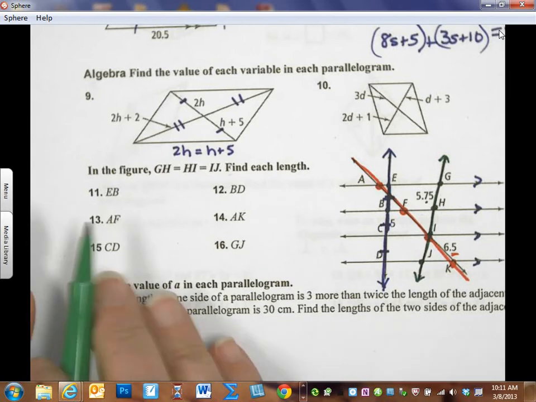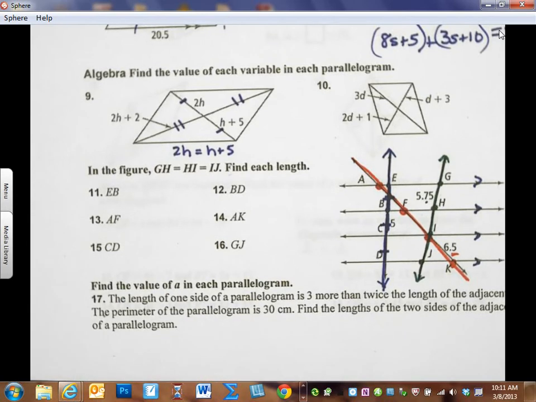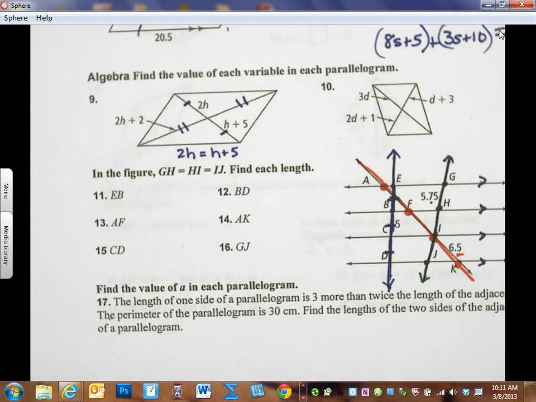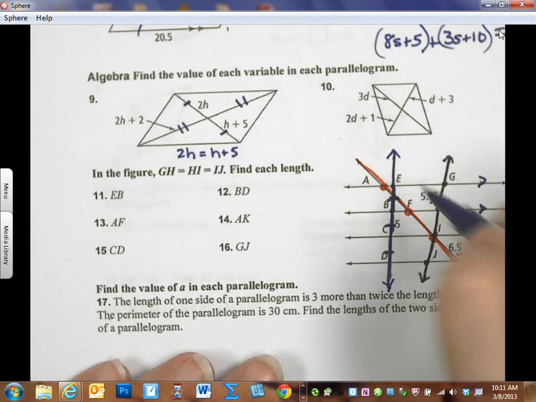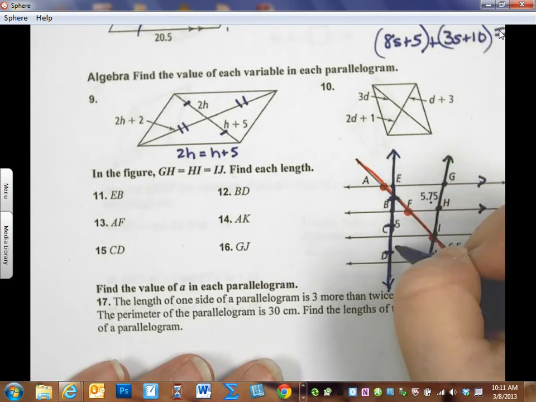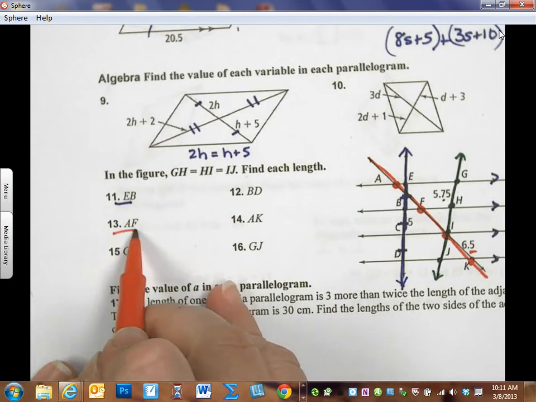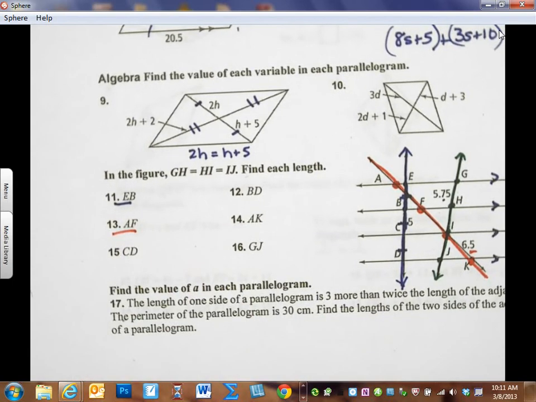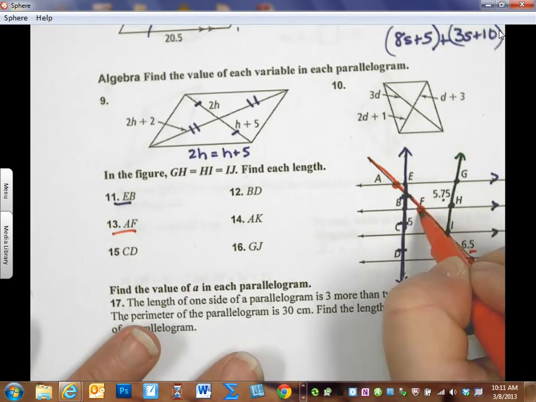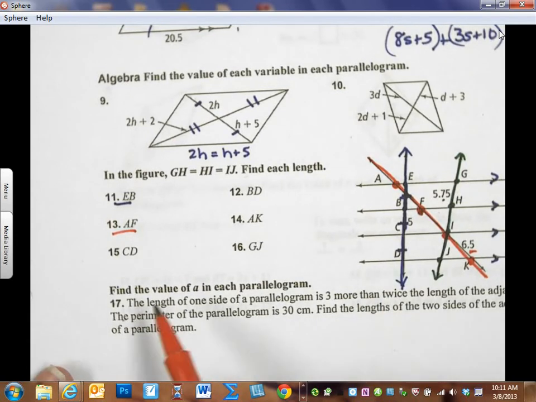It says what is EB? I think you know. See if you can think what EB is. Number 11. What color line? EB is on this blue line, right? So it's on the blue line. And AF is on what color line? Where do you see AF? I see AE. AF. Would it be 6.5? Yep.